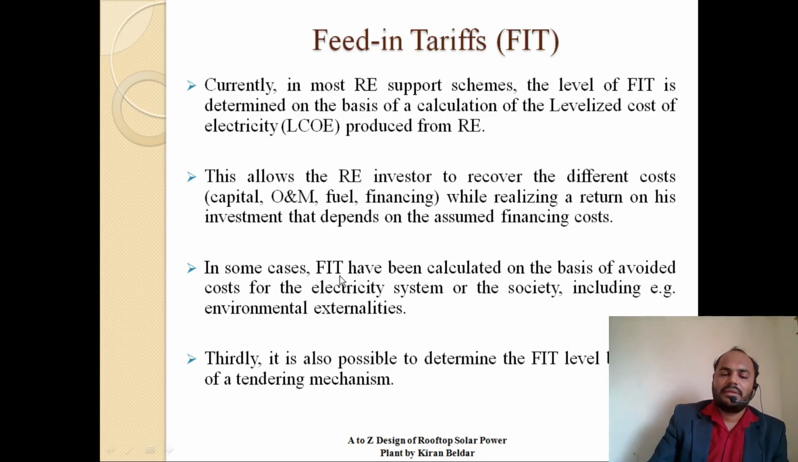In some cases, feed-in tariffs are calculated on the basis of avoided cost for the electricity system or the society, including, for example, environmental externalities. Thirdly, it is also possible to determine the feed-in tariff level by means of a tendering mechanism.